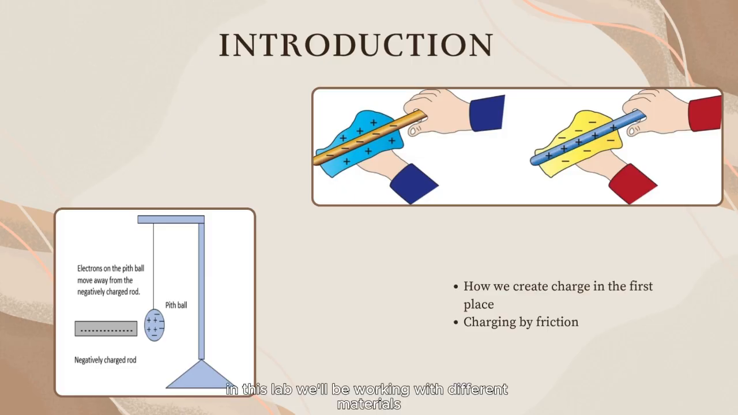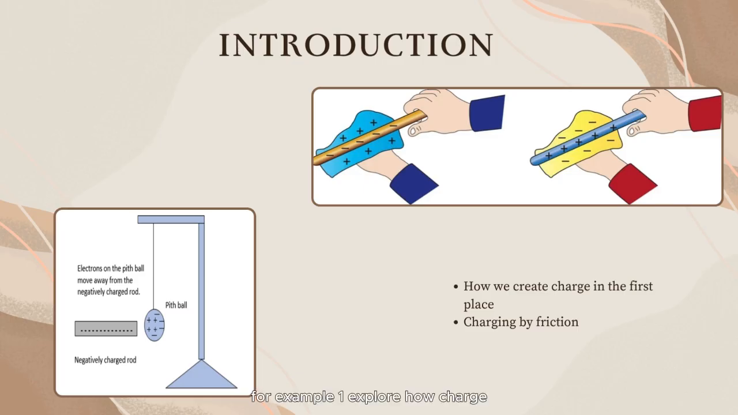In this lab, we'll be working with different materials and using an electrometer to determine the sign of charge after rubbing rods with different cloths. This will help us build a reference guide that we can use throughout the experiment. Once we know how to reliably create positive and negative charges, we'll be ready to test how those charges interact with neutral, conductive, grounded, and isolated objects.